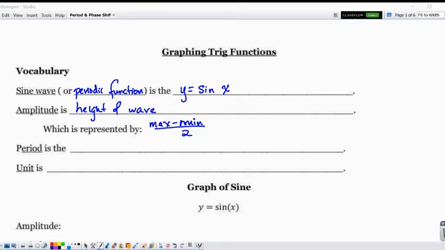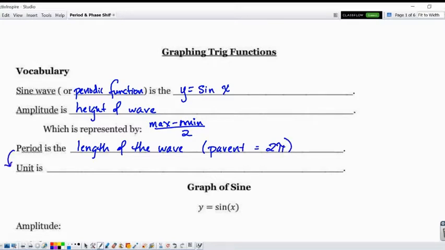We can also calculate the amplitude by finding the midline and counting how far up we have to go to reach a peak, or from the midline how far down we have to go to reach a trough or a minimum. The period, which we're going to change today, is the length of the wave. And for the parent function, before we change it, it is 2 pi for sine and cosine.